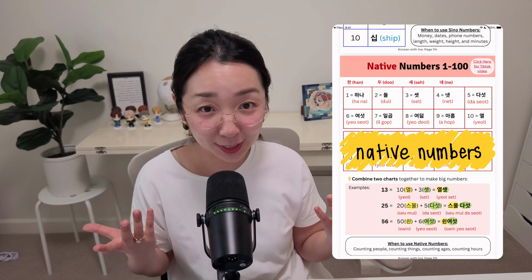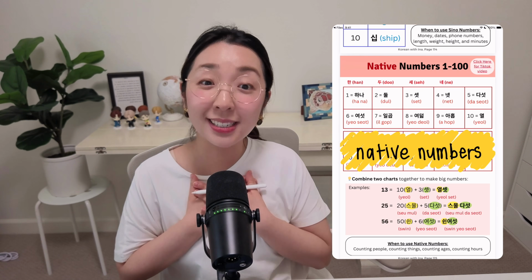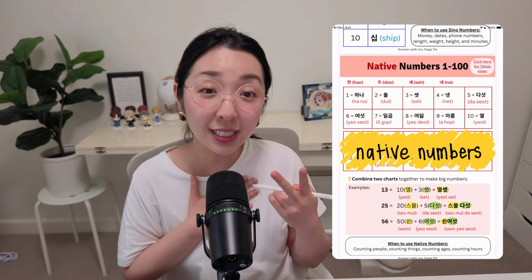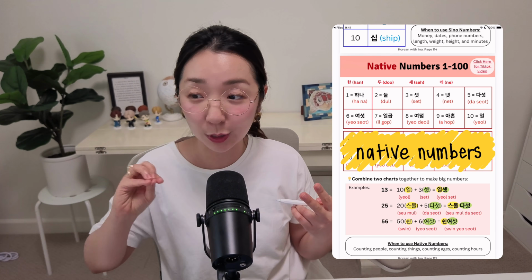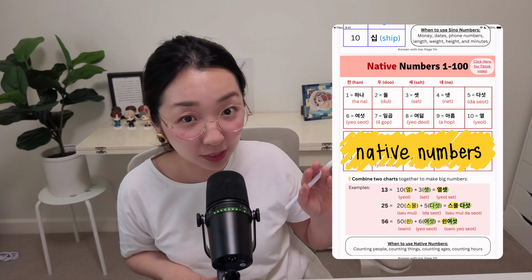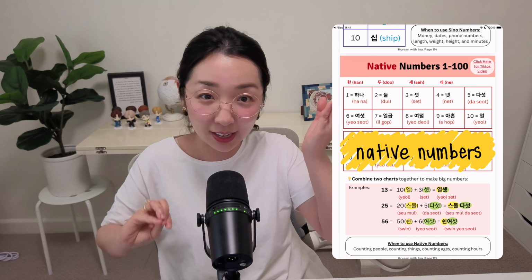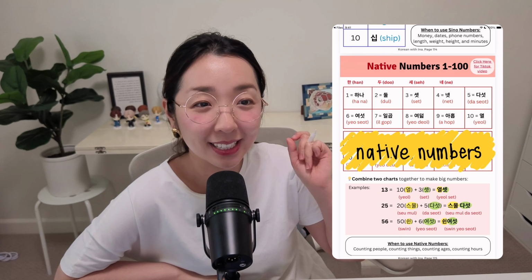And the answer for, hey, do we have to know both systems? My answer is yes. You have to know both systems because Sino numbers are used for certain things and native numbers are used for certain things. Equally important. Not this is more important than the other. Okay, so let's get to the lesson.